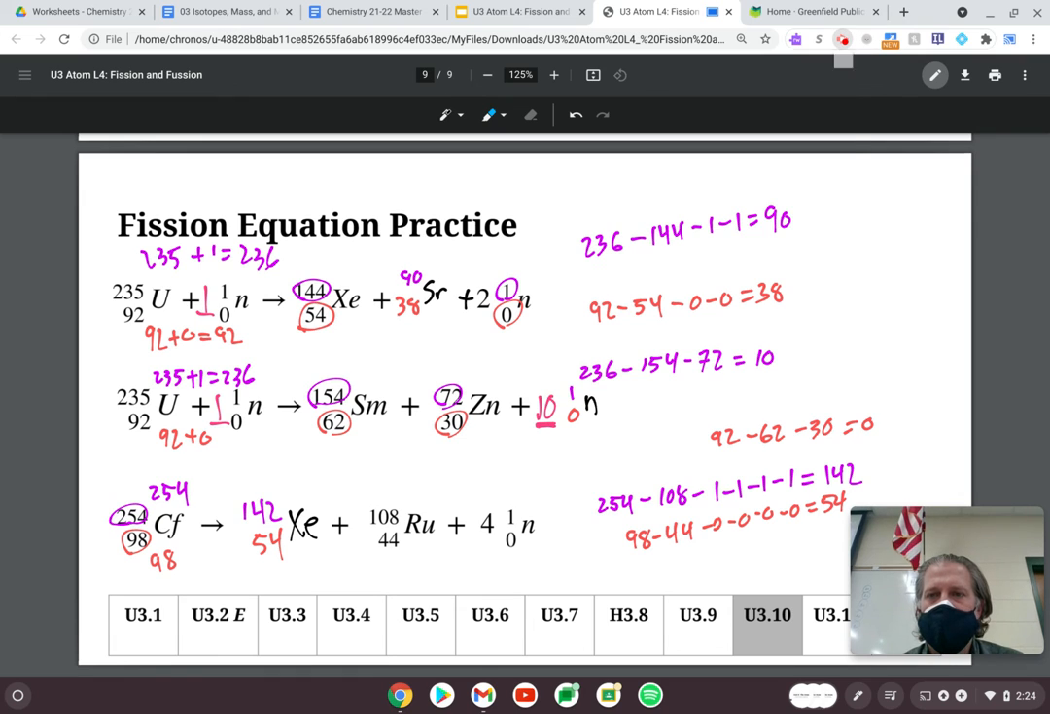All right. So in this case here, I had 254. 254 minus 108 minus 1 minus 1 minus 1 minus 1 gave me 142. 98 minus 44 minus 0 minus 0 minus 0 minus 0 is 54. 54 is element xenon on the periodic table. Questions about that?